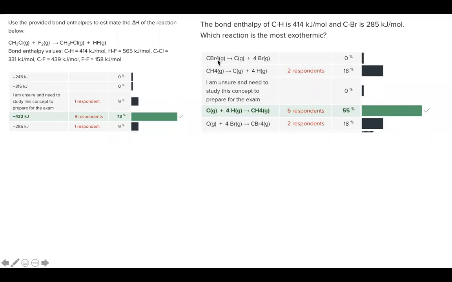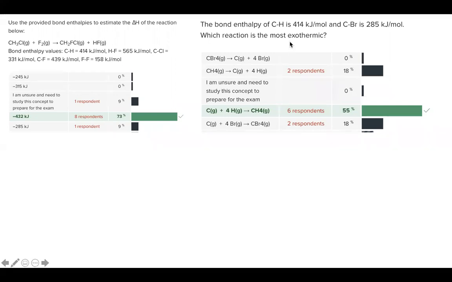So these first 2 examples, when I'm breaking apart carbon with 4 bromine bonds, carbon with 4 hydrogen bonds, if I'm breaking those apart into the atoms themselves as these gaseous atoms, both of those have to be endothermic. Bond breaking is always endothermic. So now I just got 2 choices. These ones at the bottom right here, these are both exothermic examples.